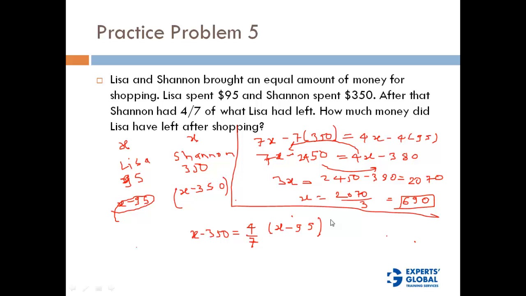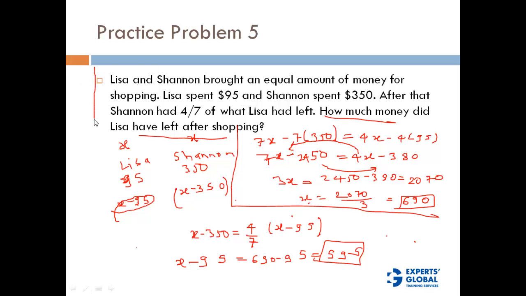So both of them had $690 to begin with, and the question is, how much money did Lisa have after shopping? Lisa spent $95 in shopping, so she had X minus $95 left, which is 690 minus $95, which is $595 left after shopping. You can plug in the value of X and re-evaluate the whole scenario, and you will see that the ratio of what both the girls had left after shopping will come out to be 4/7.